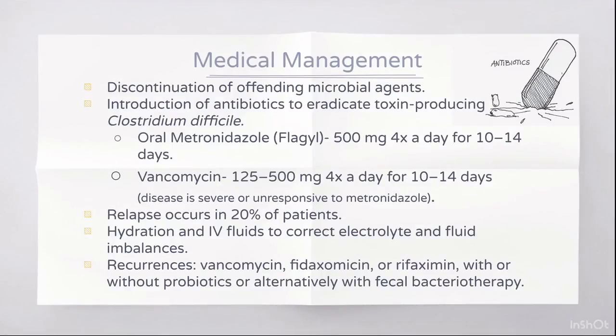The first-line treatment of pseudomembranous colitis involves the discontinuation of use of the offending antimicrobial agent, along with introducing an antibiotic that will eradicate the toxin-producing C. difficile. With moderate disease, 500 milligrams of oral metronidazole, or Flagyl, is used 4 times a day for 10 to 14 days. 125 to 500 milligrams of vancomycin is prescribed 4 times a day for 10 to 14 days, and it's recommended for patients whose disease is severe or unresponsive to metronidazole.